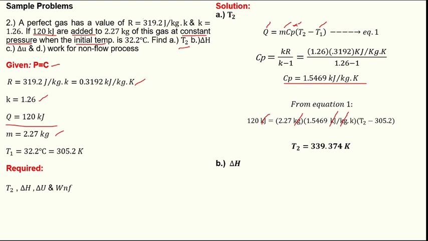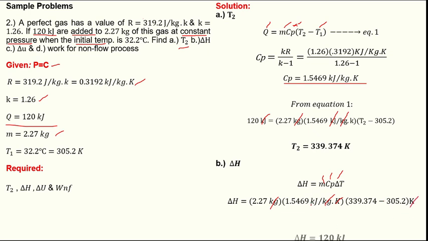Solving for delta H, always ang formula niya, mCp delta T. Meron kang mass, meron kang Cp, meron kang delta T, so direct sub. Mass natin, 2.27, Cp is 1.5469. Delta T natin is T2, 339.374 minus T1, 305.2 Kelvin. By cancellation of units, cancel yung kilogram, Kelvin. Dapat ang units mo dyan ay in terms of kilojoules. Therefore, delta H mo is 120 kilojoules. Okay?